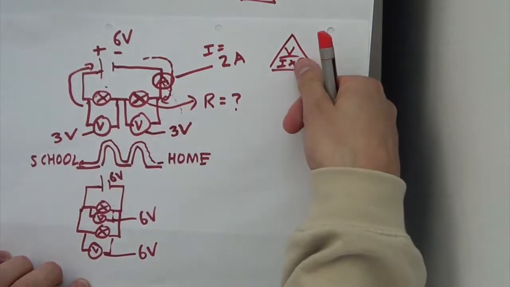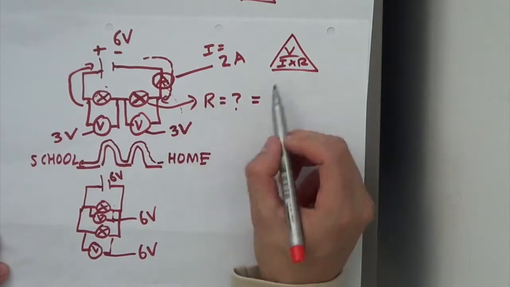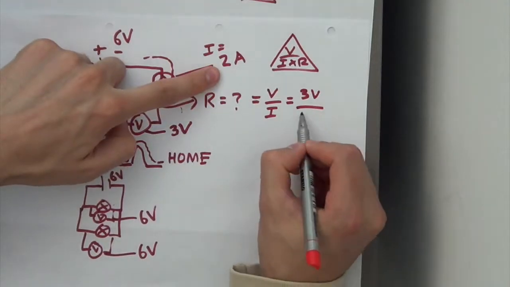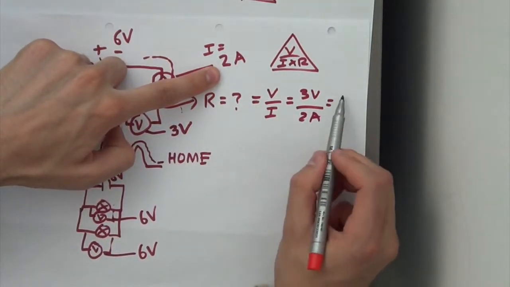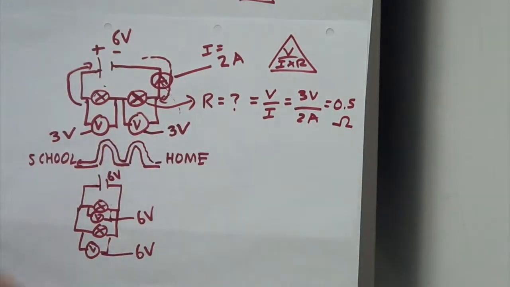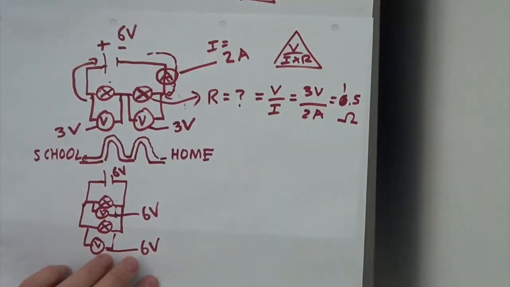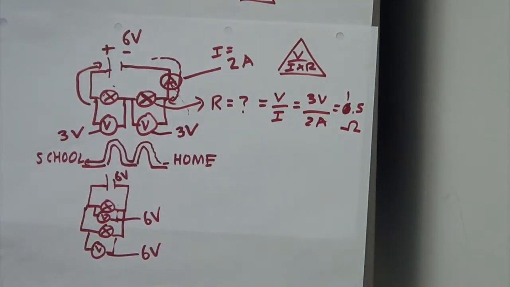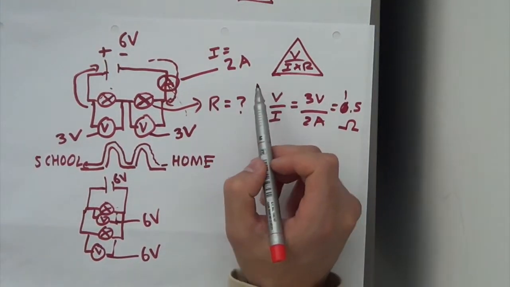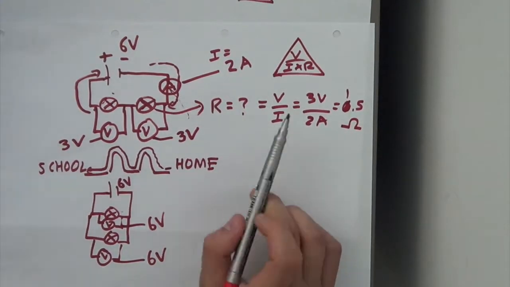So how do I use it? I cover up my R, so I'm left with V divided by I. So R equals V divided by I, which is 3 volts divided by 2 amps, which gives me 1.5 ohms. So we've basically now put this equation into practice. This is how we work out resistance, and it's always going to be the case.